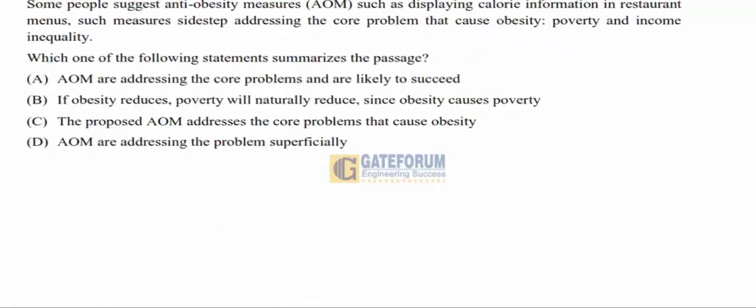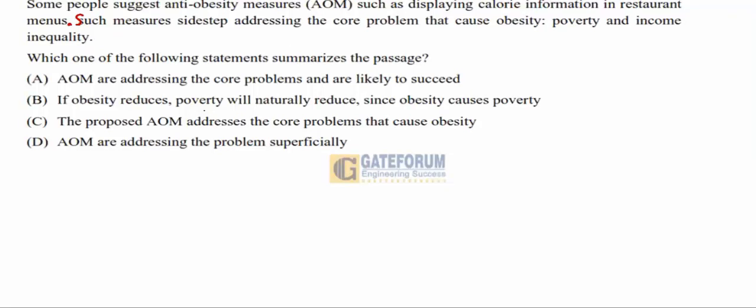Right? Some people suggest anti-obesity measures, AOM, such as displaying calorie information in restaurant menus. Such measures sidestep addressing the core problems that cause obesity. That's poverty and income inequality. So that's the passage. Of course, there shouldn't have been a comma here. There should have been a full stop for the correct grammatical effect. I think this is a printing error.